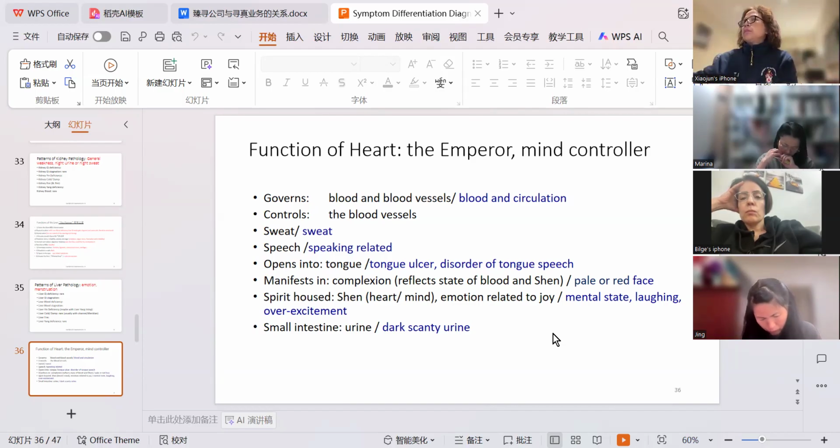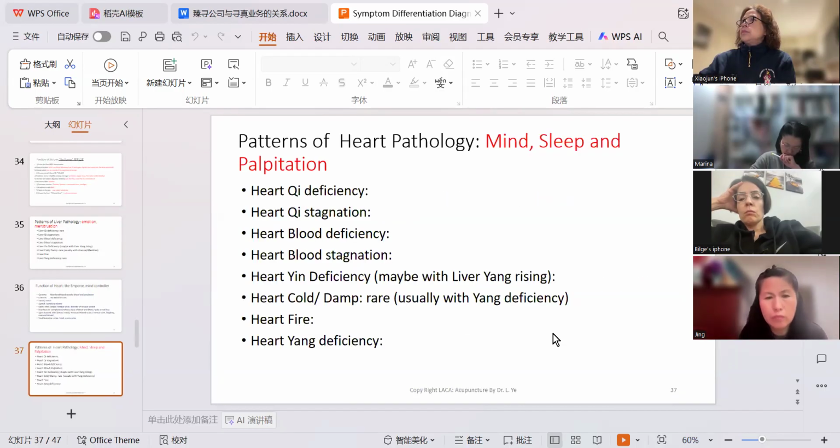And the heart is also a partner with the small intestine, so the urine. If there's heart fire or heat, then it can be reflected as dark, scanty urine because of the small intestine connections. The small intestine is the separation of the pure and the impure, so that's why it affects the urine too. And plus, because they share the same name, Taiyang, with the bladder, it can pass its illnesses and toxins into the bladder itself, which then affects the quality of the urine.